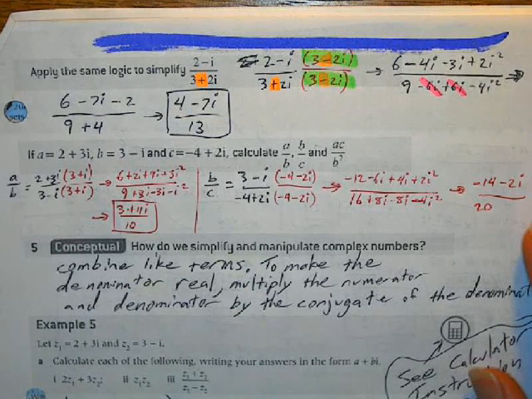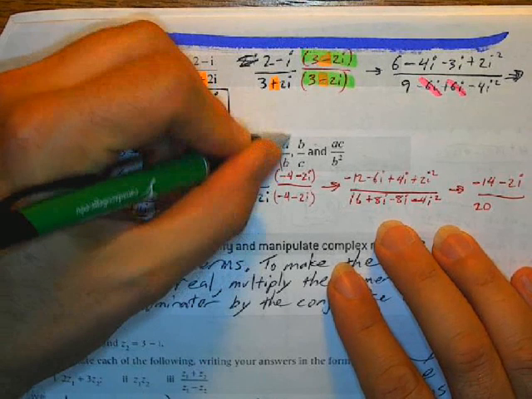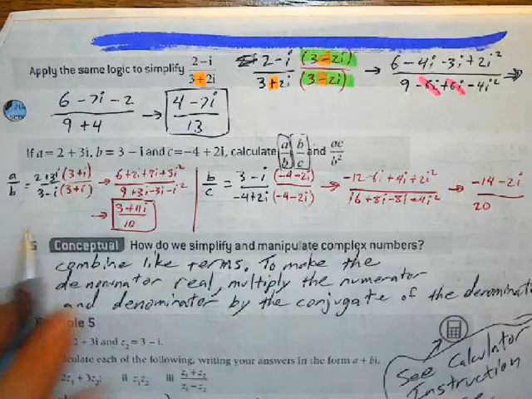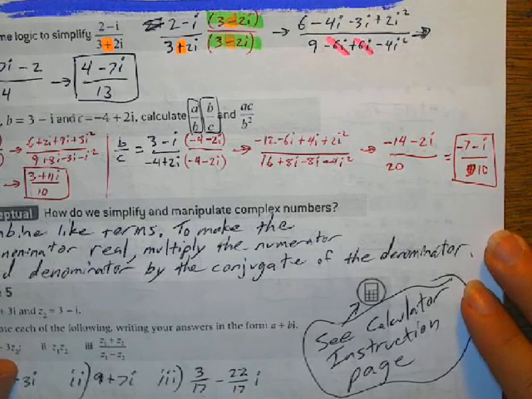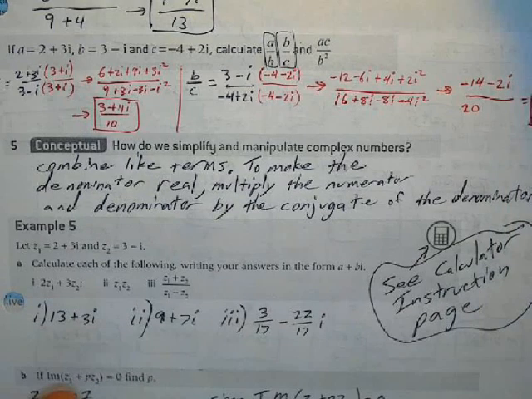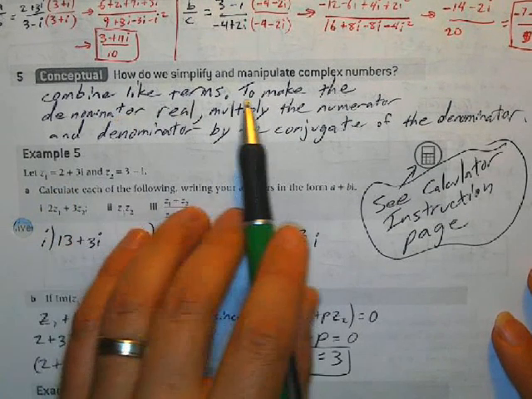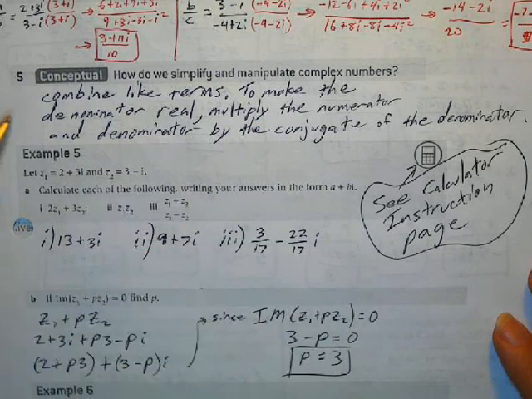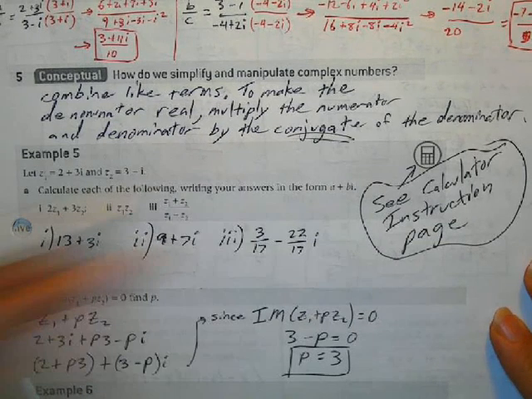Okay. I only did A divided by B and B divided by C. If you want to do this one, you can do that on your own. Hit pause if you need more time on this. Okay. So, combine like terms, and we use the conjugate to solve these.